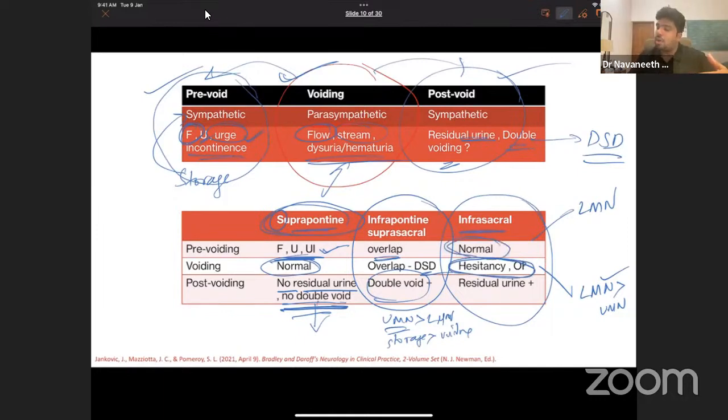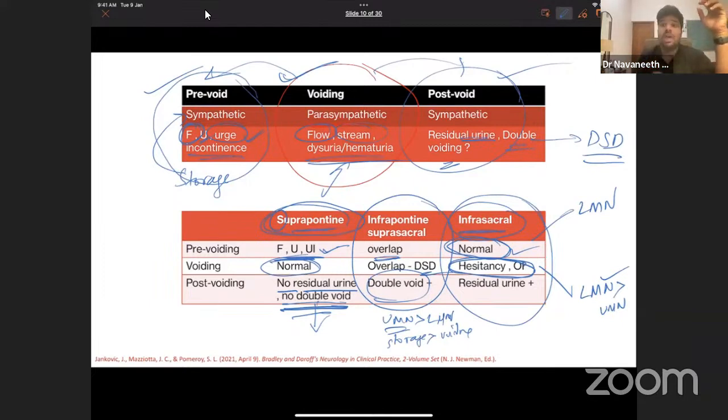Now pre-voiding is normal. That is important because there is no problem in the sympathetic supply. Sympathetic supply is with respect to the spinal cord thoracolumbar region. Because this is infrasacral, there is no problem with the sympathetic supply. That is what you need to understand. So you have suprapontine above the Barrington's regions. Then you have below the pons, above the sacrum, so infrapontine suprasacral, where you have mixed symptoms.